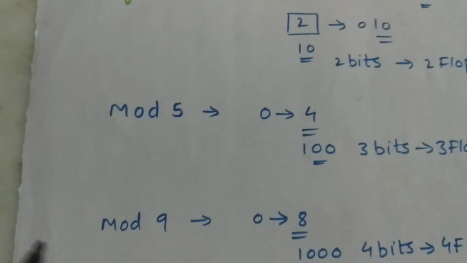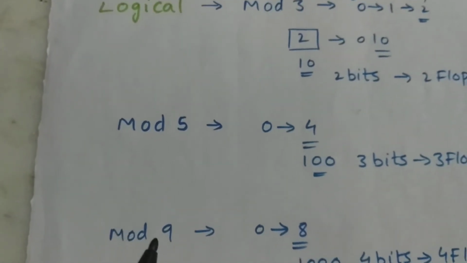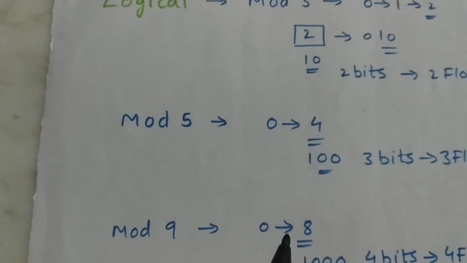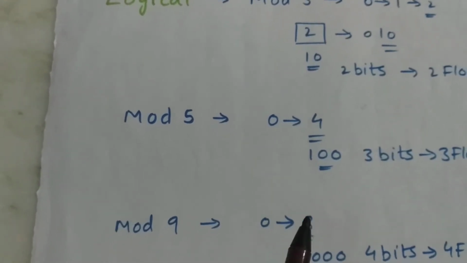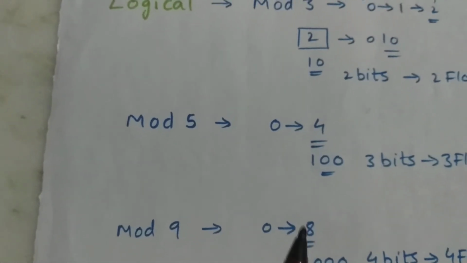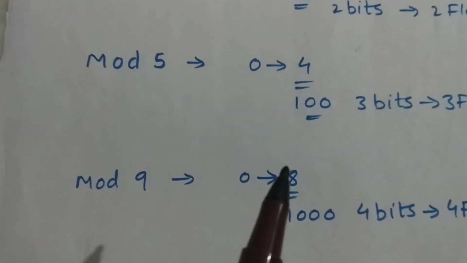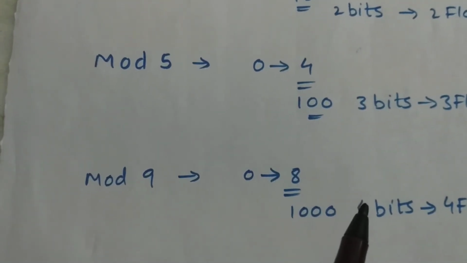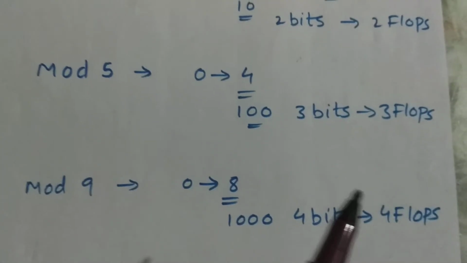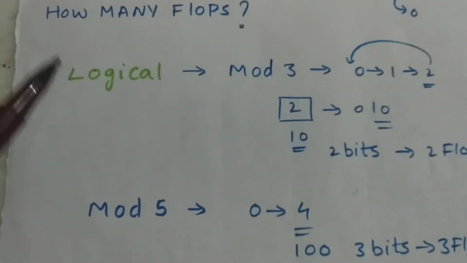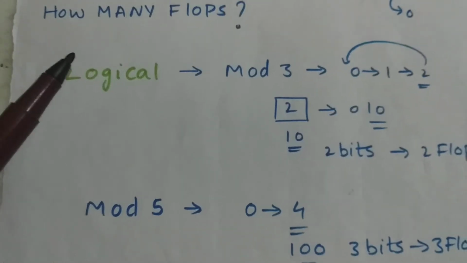And similarly, one more example, I want you to answer it. Mod 9 counter, 0 to 8 and back to 0. How many flops? Respond. This is the mod 9 counter. So 8 is represented with a minimum of 4 bits, 1, 0, 0, 0. So 4 bits means 4 flops. This is the logical method. I want you to do it in the logical method rather than using the formula method.